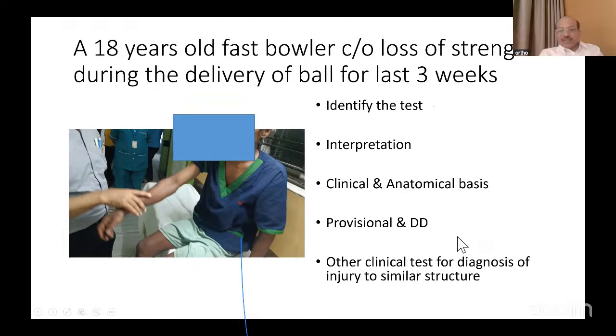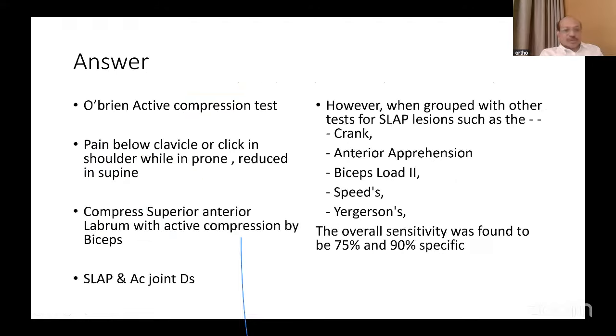Now, what are the other clinical tests? This is the theoretical part, and everything has been discussed. Other tests are the anterior apprehension test, crank test, biceps load test, speed test, and Yergason's test. Overall sensitivity is found to be 75 to 90%.